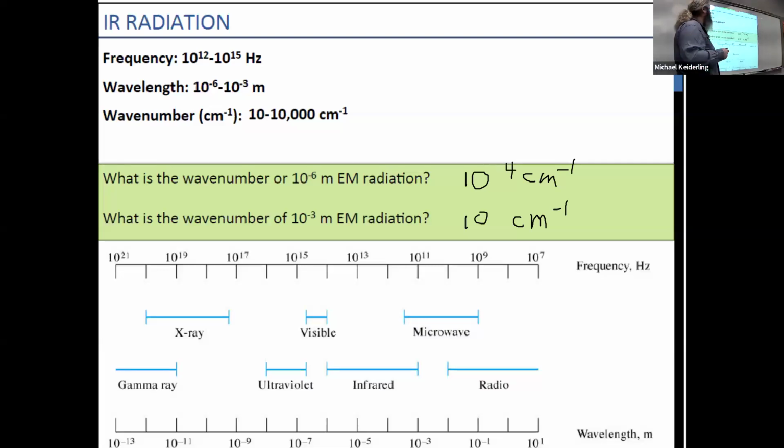Now, wave number is in inverse centimeters. So if you take the wavelength, convert it to centimeters and take 1 over that, the wave number of 10 to the minus 6 meter EM radiation is 10,000 inverse centimeters, 10 to the 4 inverse centimeters. The wave number of 10 to the minus 3 meter EM radiation is 10 inverse centimeters. And this is just useful to know because pretty much every plot of an infrared spectrum is in these units. It's the standard way that infrared data is presented.